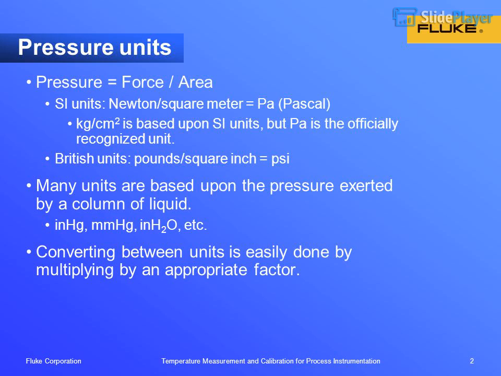British units: pound per square inch equals psi. Many units are based upon the pressure exerted by a column of liquid, such as inches of mercury, meters of mercury, inches of water, etc. Converting between units is easily done by multiplying by an appropriate factor.